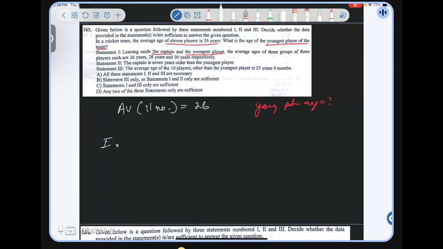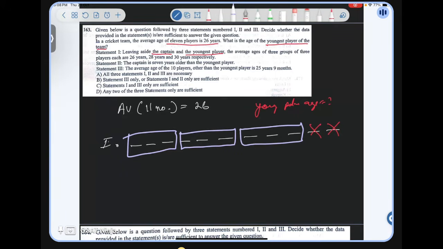So there were 11 players. Now, if we remove the captain and the youngest player, we have 3 groups. 1, 2, 3, 4, 5, 6, 7, 8, 9, 10, 11. From this 11, we are removing 2, which is the youngest player and the captain. How many groups do we have? We have 1 group, another group, and another group. The question says the average age of the first group is 26, the average age of the second group is 28, and the average age of the third group is nothing but 30.